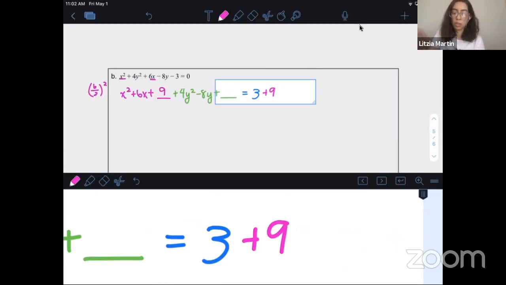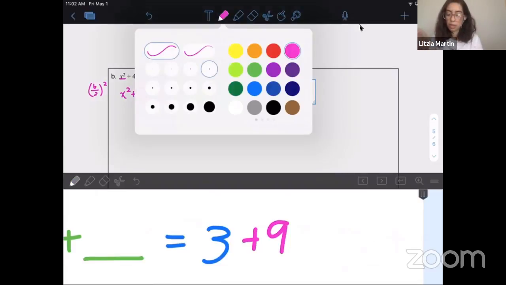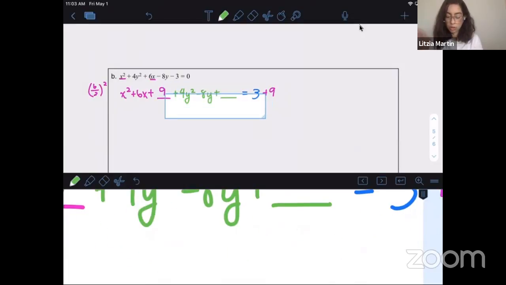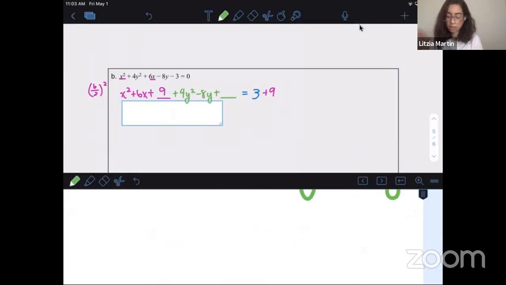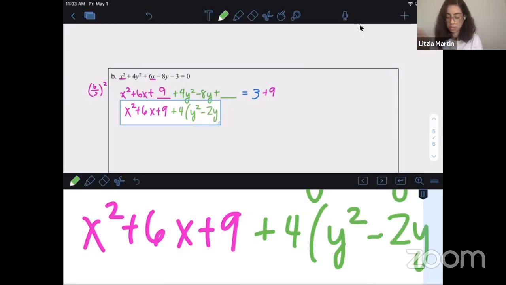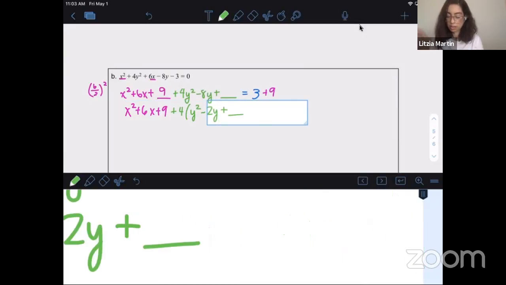And then we are going to complete the square here, but before we can do that, we have a coefficient of 4 that we need to factor out. So over on this side, I'm just going to rewrite this to keep the spacing. I'm going to factor out the 4, so we have y squared minus 2y plus blank equals 3 plus 9 over there.